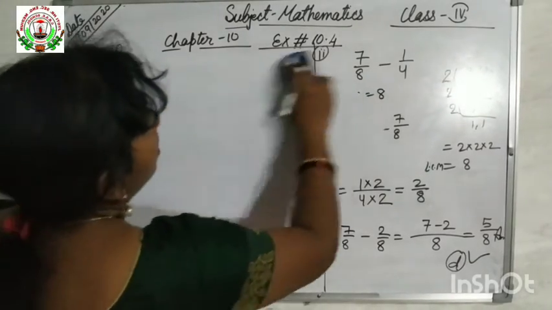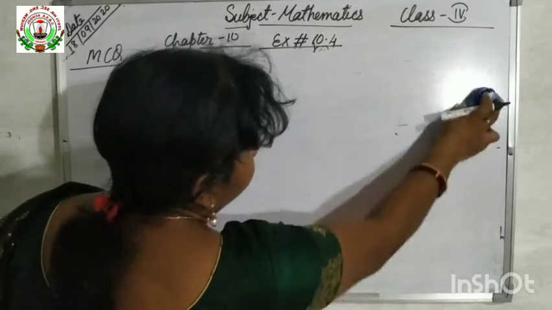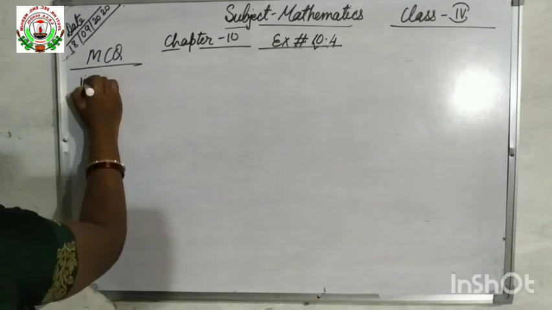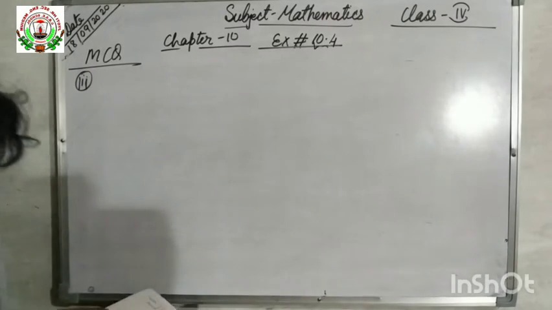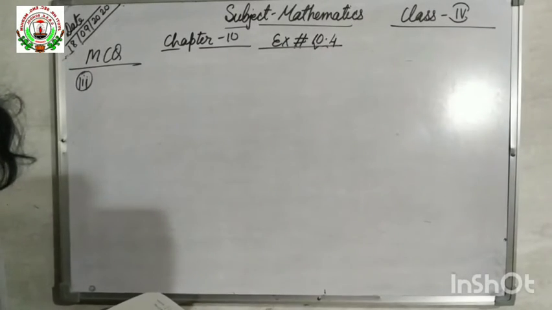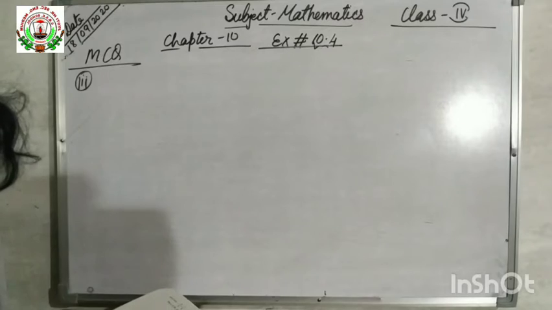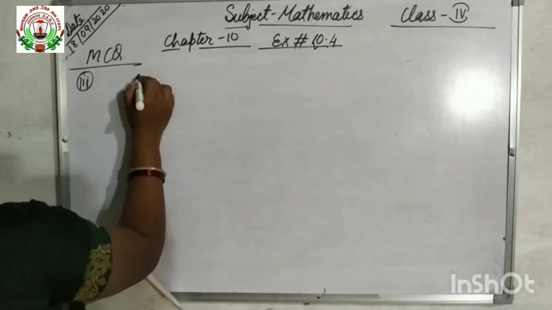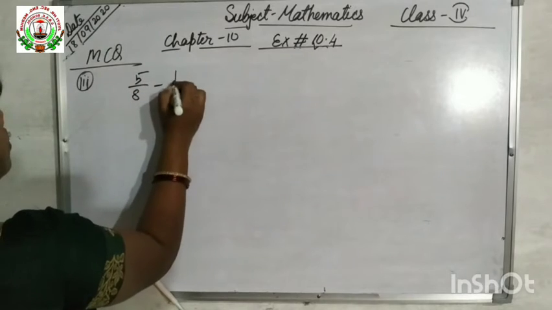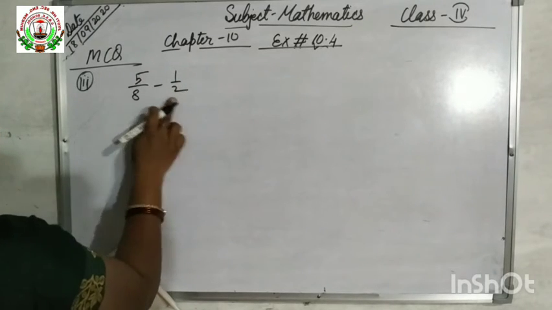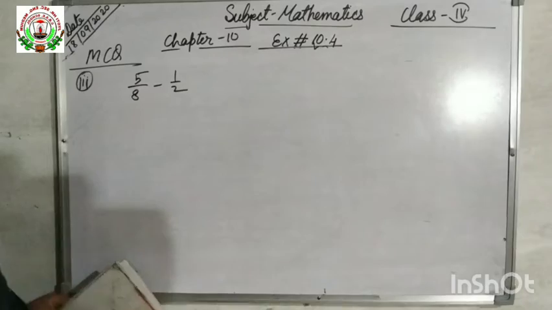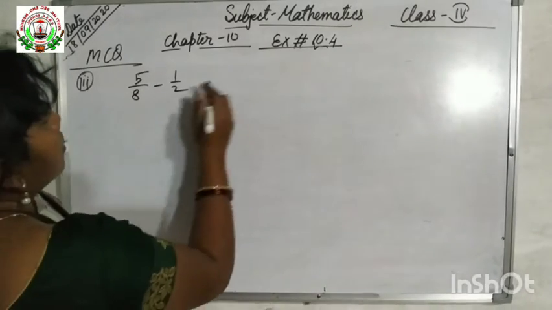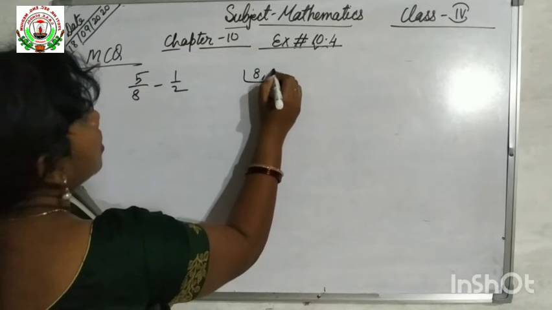Now we will solve number 3. In number 3, when 1 by 2 is subtracted from 5 by 8, the difference obtained is... 5 by 8 minus 1 by 2. Okay, when 1 by 2 is subtracted from 5 by 8. So again it is an unlike fraction. So first we will find out the LCM of the given denominators.